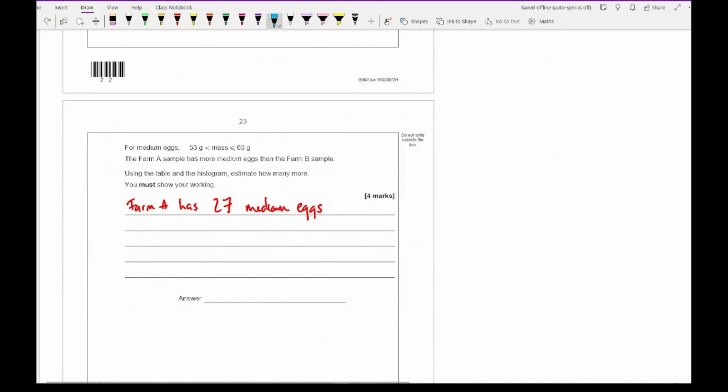So that means that farm B, rather, has 18 medium eggs. So in terms of the difference, what's the difference between 27 and 18? It's going to be 9.